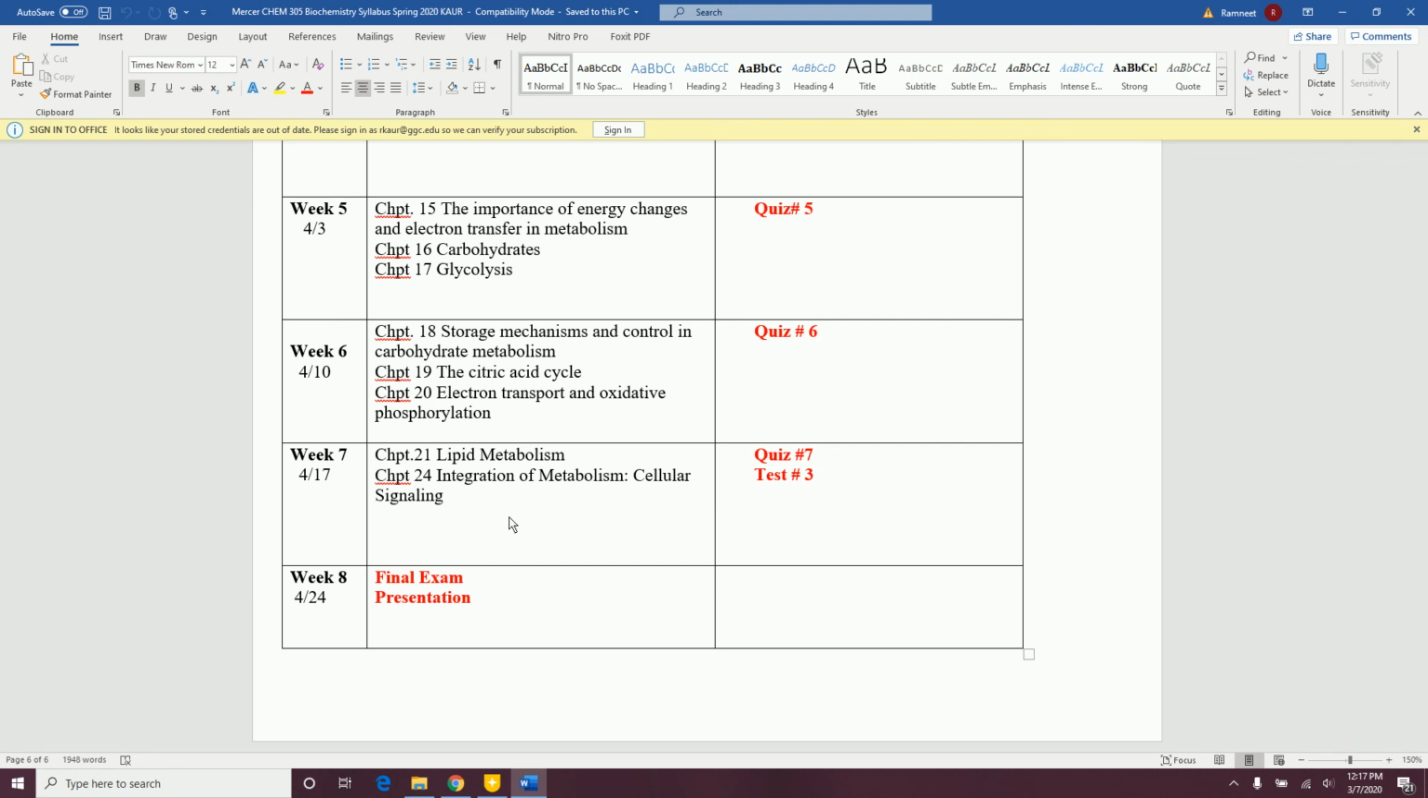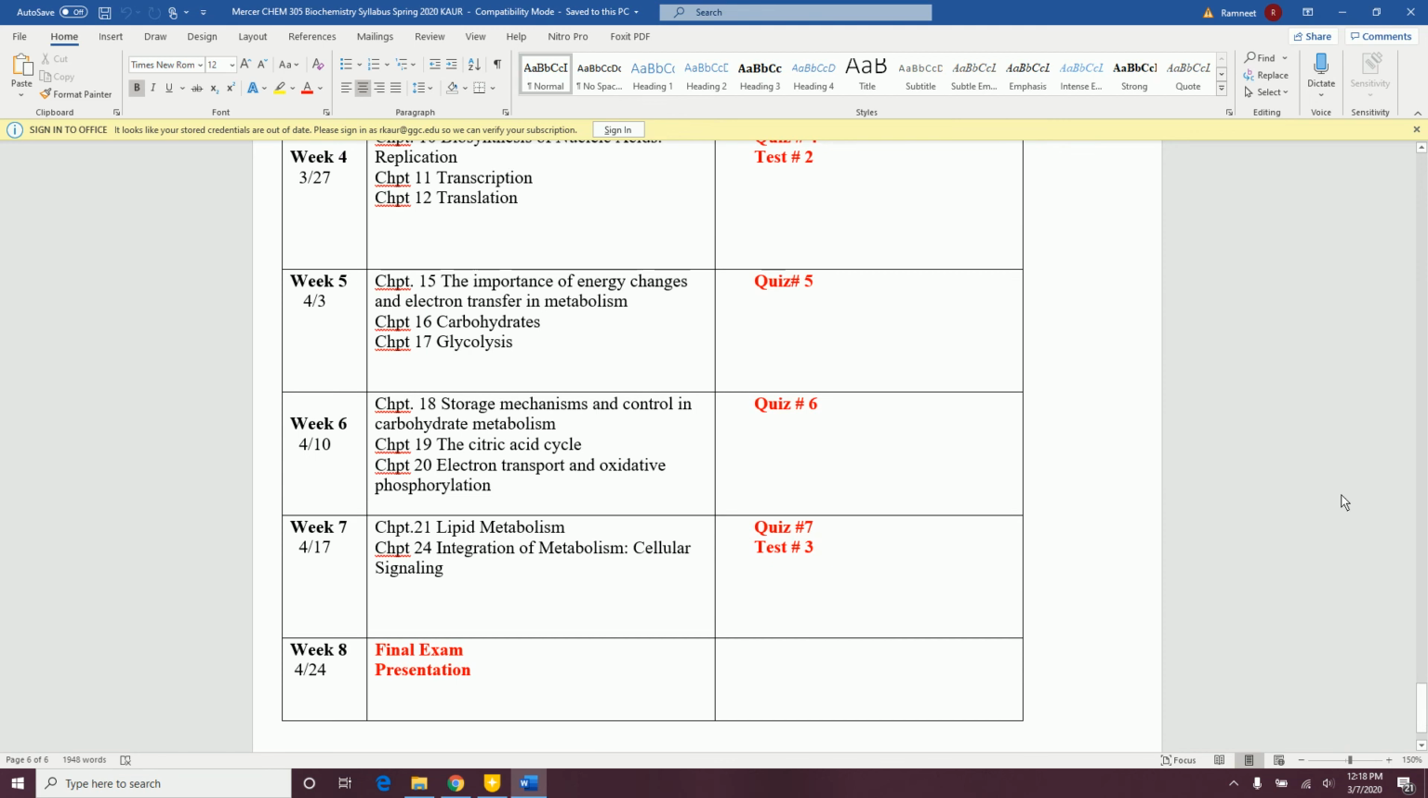During week number 7, you will be required to take quiz number 7. Quiz number 7 will be from the contents we have covered in week number 7, which will be lipid metabolism and integration of metabolism. Also during week number 7, you will be required to take test number 3, and test number 3 will be from the contents of week number 5, week number 6, and week number 7.